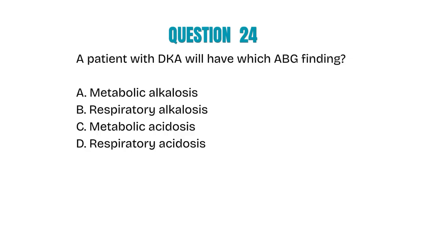Question 24. A patient with DKA will have which ABG finding? A. Metabolic alkalosis. B. Respiratory alkalosis. C. Metabolic acidosis. D. Respiratory acidosis.